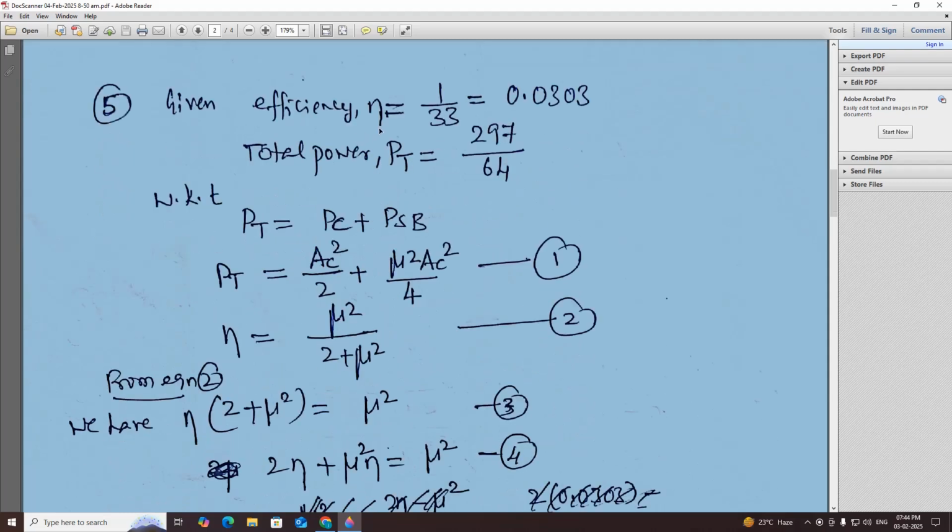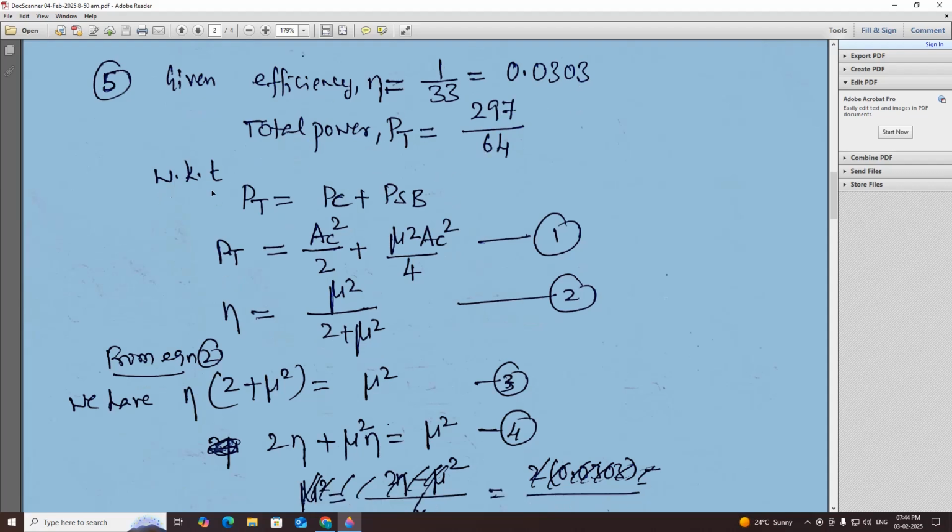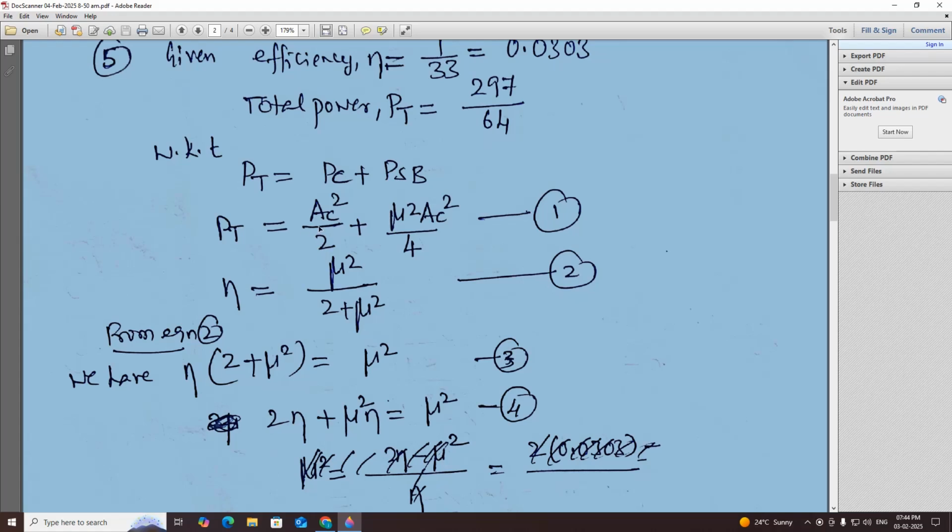They have given efficiency eta equal to 1 by 33, that is equal to 0.0303. Total power they have given is 297 by 64. We know from the video lectures that total power is equal to carrier power plus 2 sideband power. For single tone modulation, this is AC square by 2 plus mu square AC square by 4, where mu is the modulation index. This is equation 1. In the previous problem we solved that eta, the power efficiency, is equal to mu square divided by 2 plus mu square, equation 2.